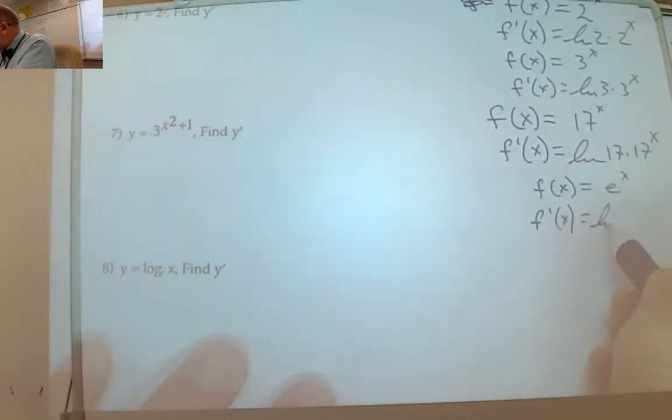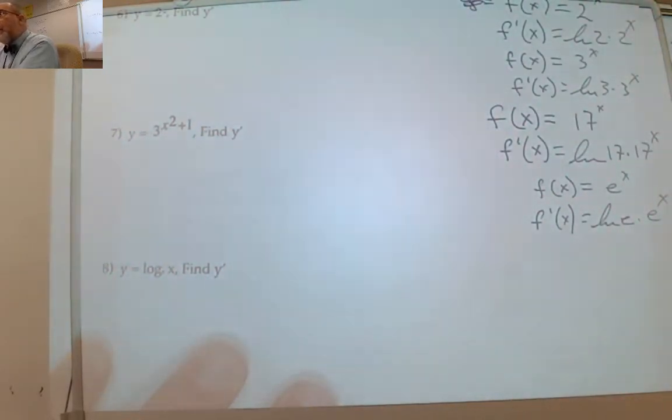Actually, when we have this, I had a lot of people say this is how I wrote the answer: natural log of e times e to the x. Right? And they say, are we going to get that marked wrong? And I said, no. But this is the same as what? 1, right? And then that's why you get e to the x. It's the same process, isn't it?